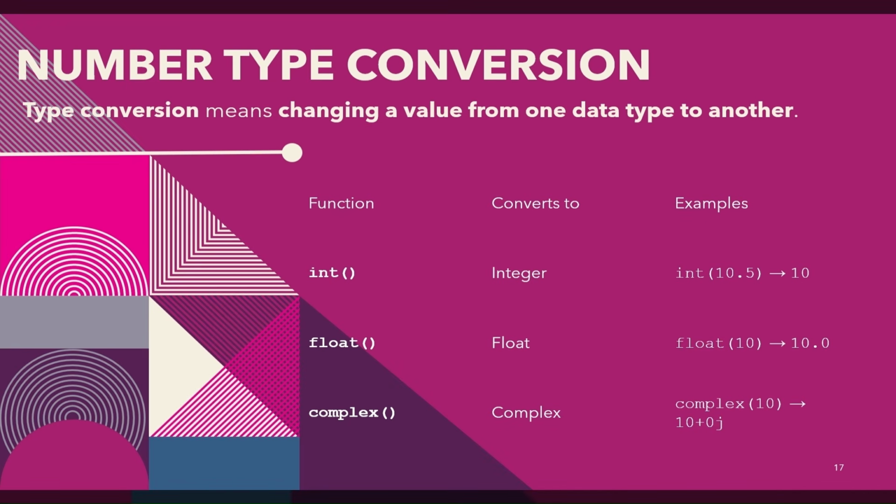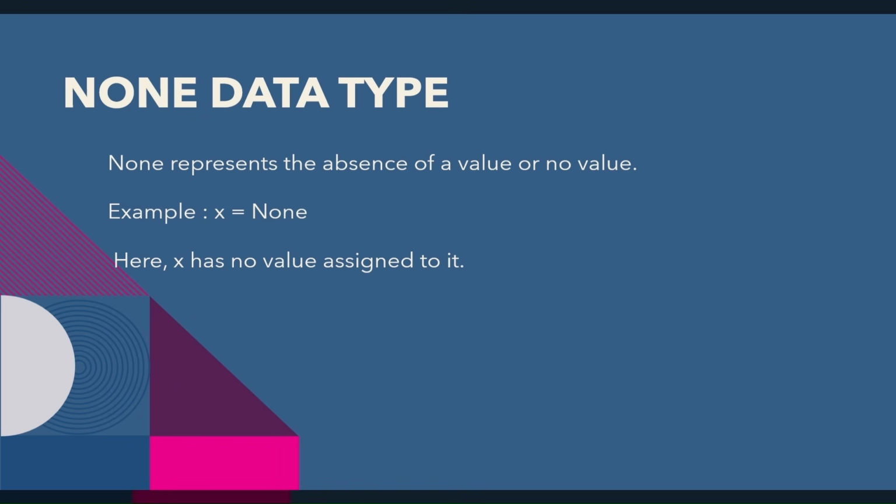So this is how we can convert one numeric data type to another using these functions, which are int, float, and complex. Now next we have None data type. None represents the absence of value or no value. Example, x equal to None. Here x has no value assigned to it. None means there is no value, nothing. This is a special data type in Python. None, and remember this, you have to write the first letter as capital in None.